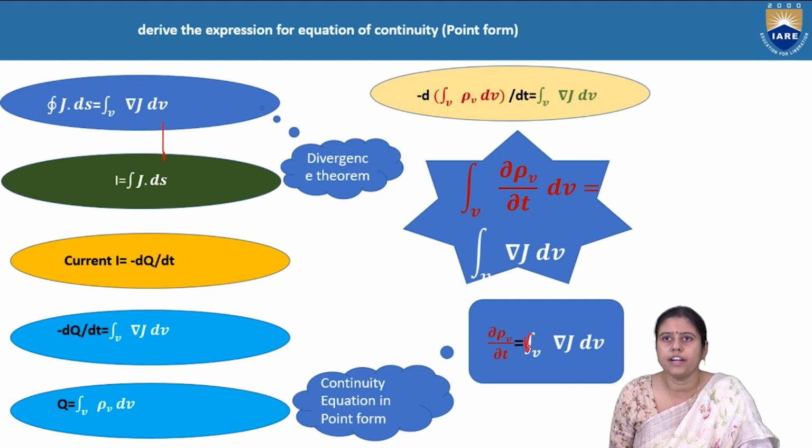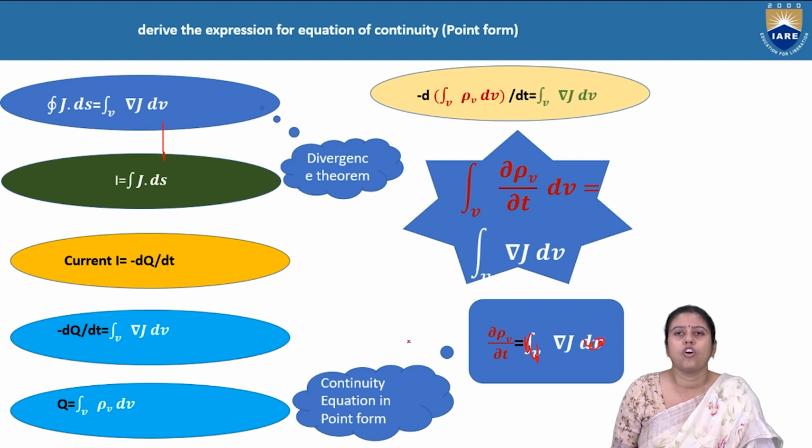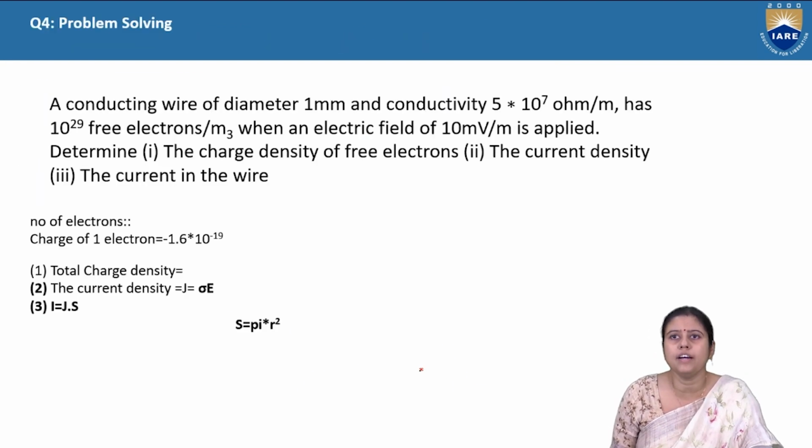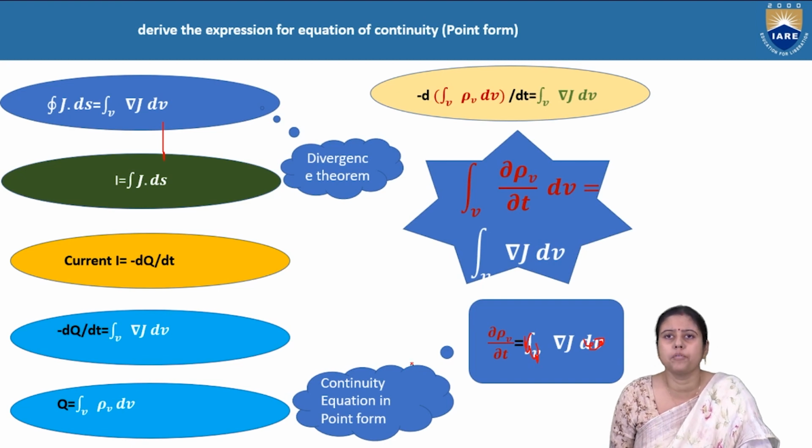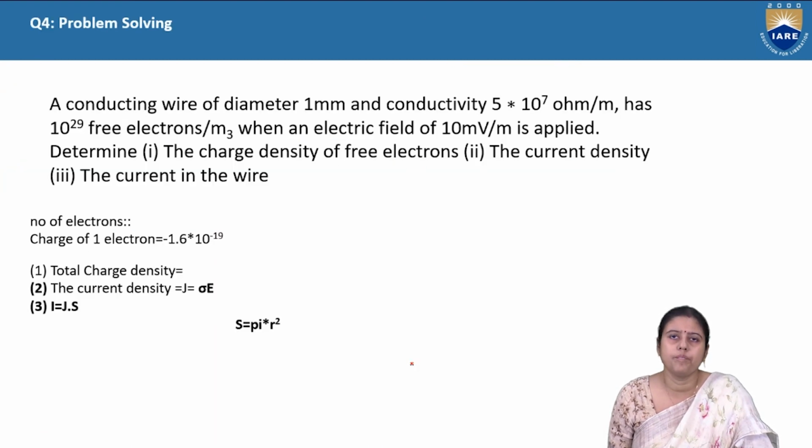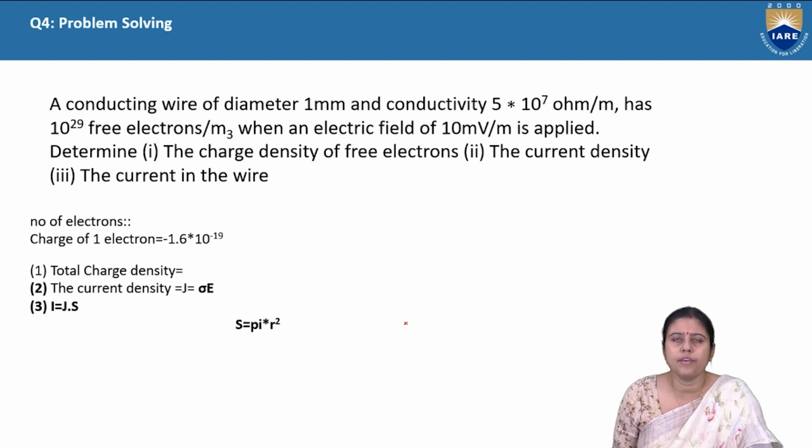we get grad J is equal to minus del rho v by del t. This is the continuity equation in the point form. Now we will discuss one problem.